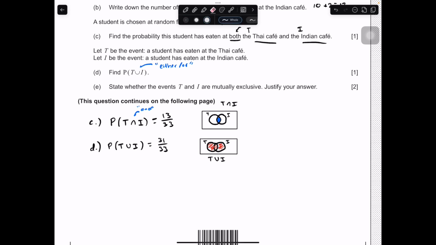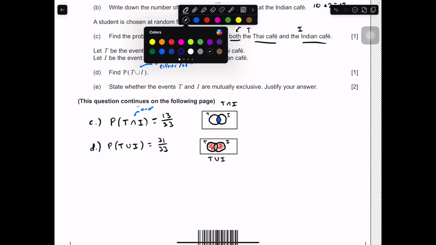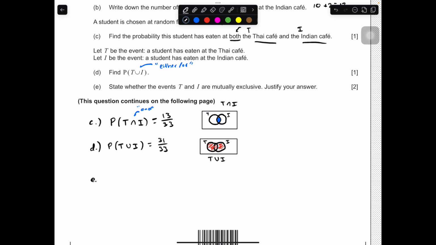Alright, last one is part E. State whether the events T and I are mutually exclusive, and then justify the answer. Okay, so this one, I remember I used to think these were much more complicated than they really were. Thinking that, okay, I need to draw on some kind of complex set notation or theory, but not really necessary. Mutually exclusive, what is mutually exclusive?